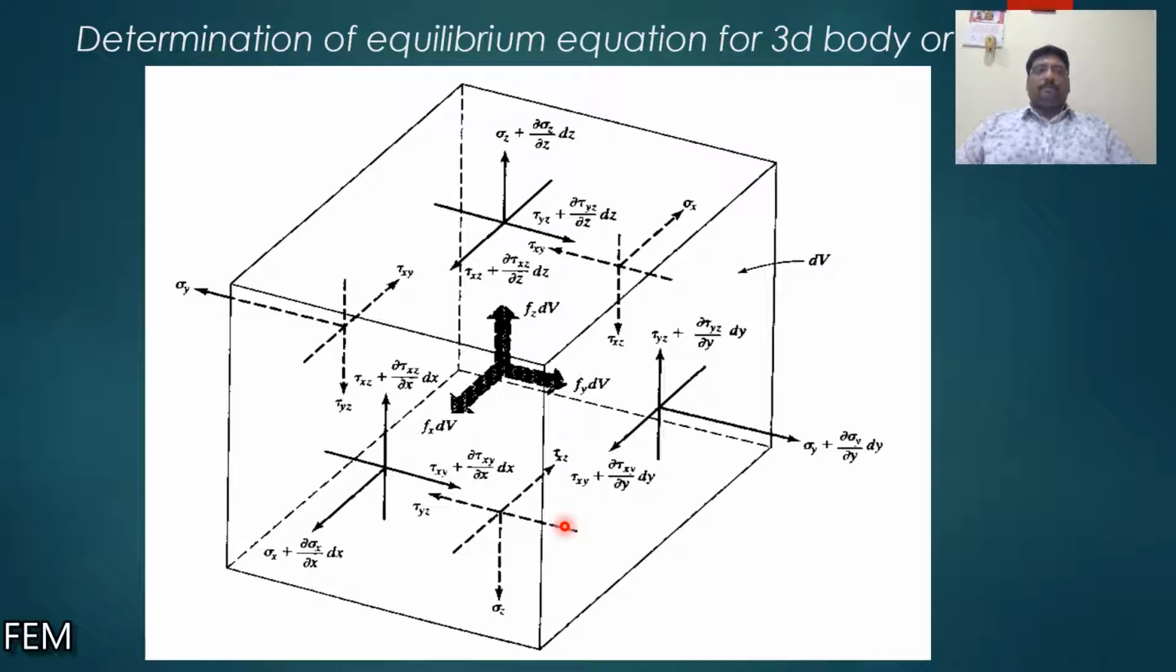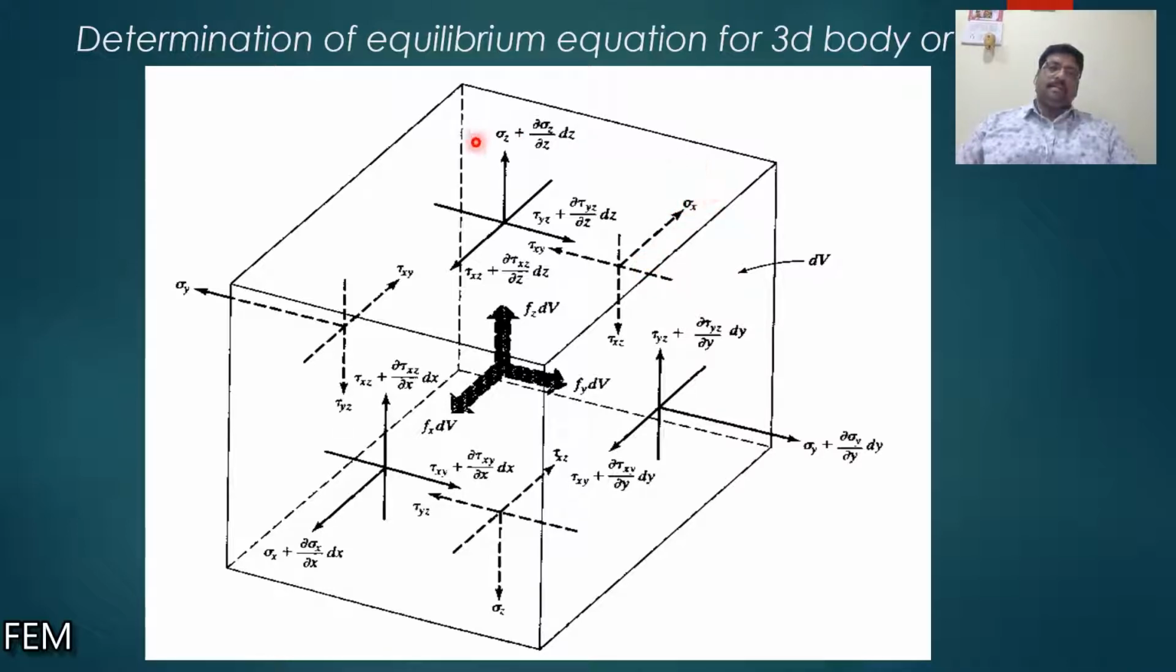So now let us consider a small elemental cube of volume dV. The length of the element is assumed to be dy, the height of the element is assumed to be dz, and the width of the element is assumed to be dx. Now let us consider the axial force which is applied in the x direction.